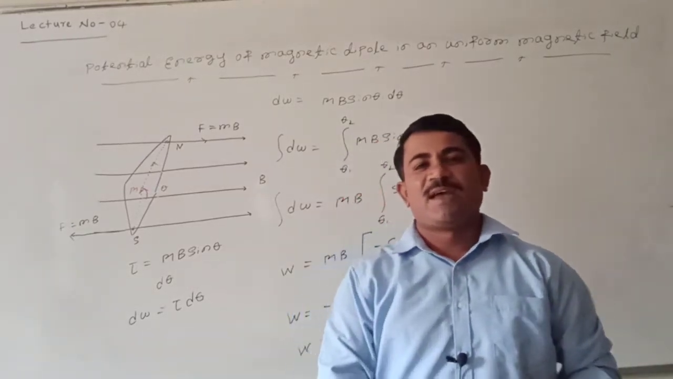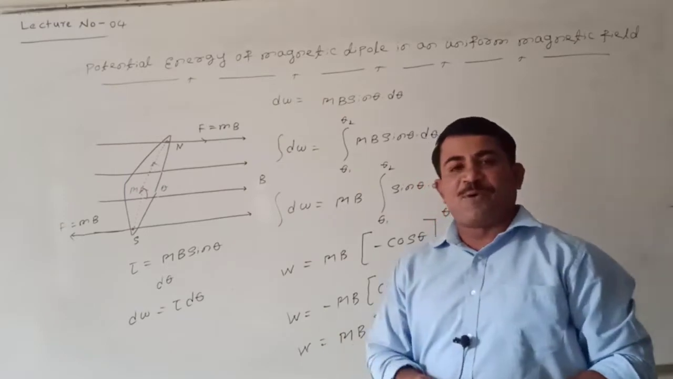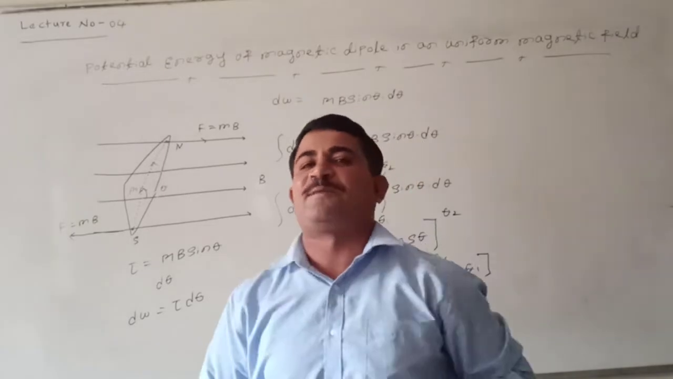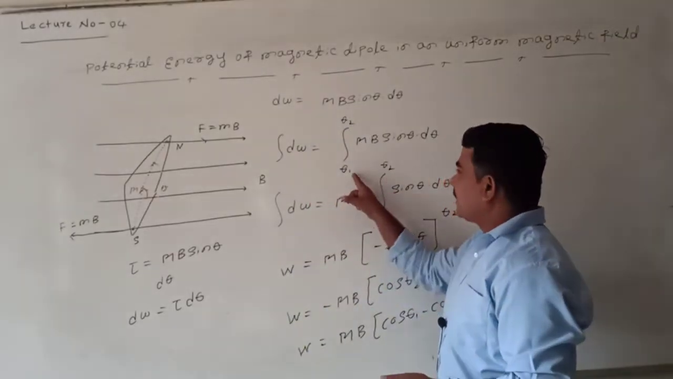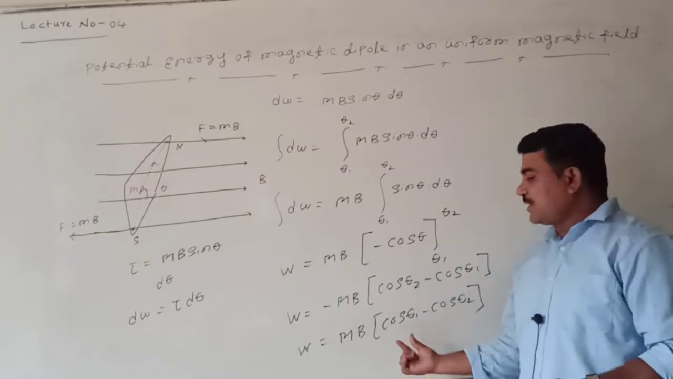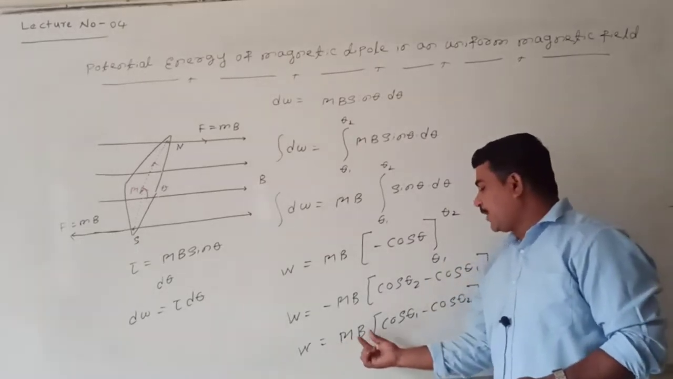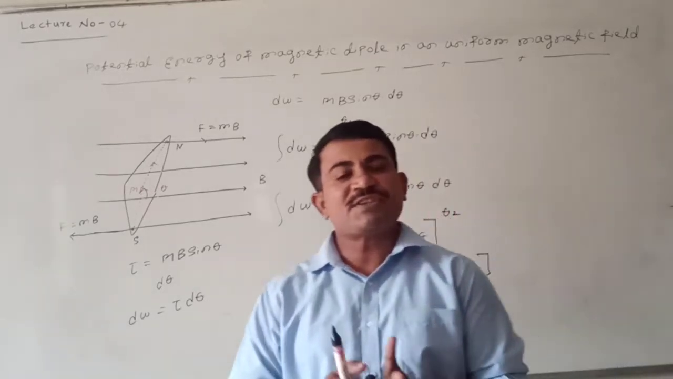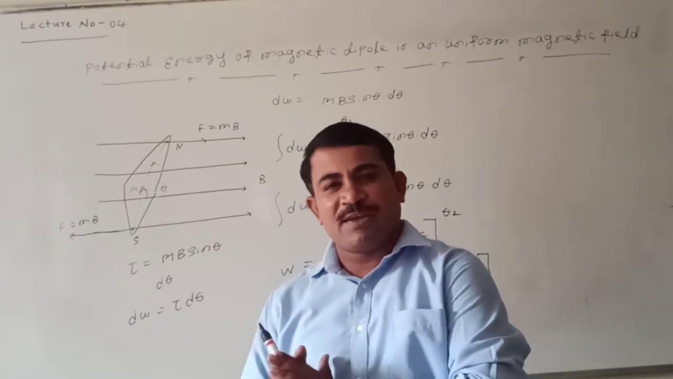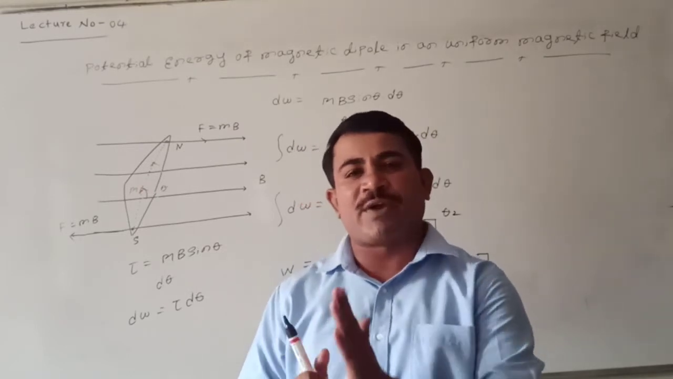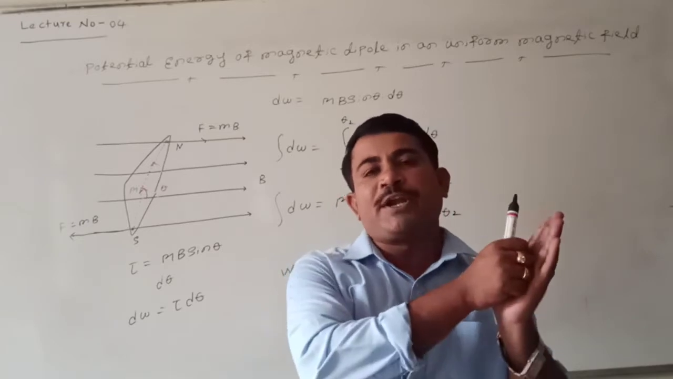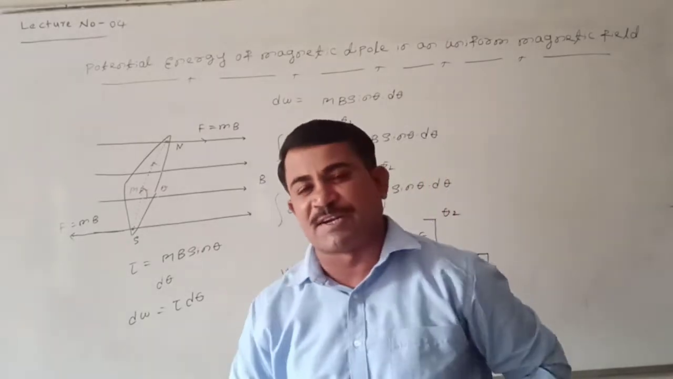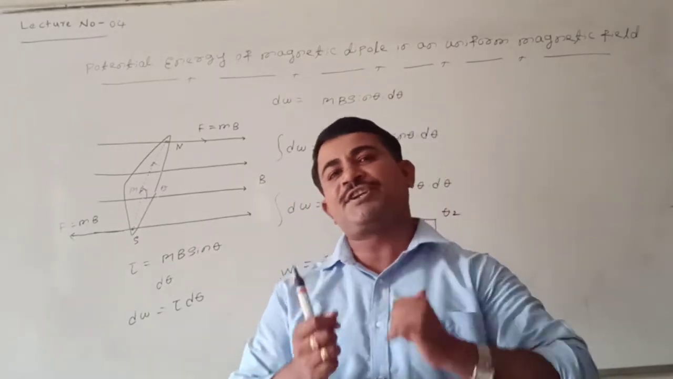Now students, when work is done on the dipole, this work is stored as magnetic potential energy of the dipole. When a dipole rotates from theta 1 to theta 2, this much work is done: W is equal to M B times cos theta 1 minus cos theta 2. This work is stored as potential energy when the dipole rotates from the perpendicular direction of the magnetic field to the equilibrium position. That condition we will see.